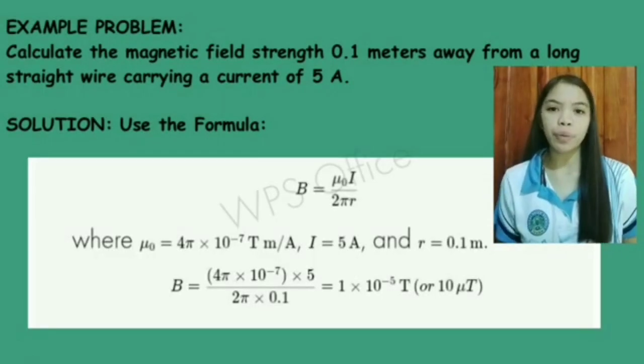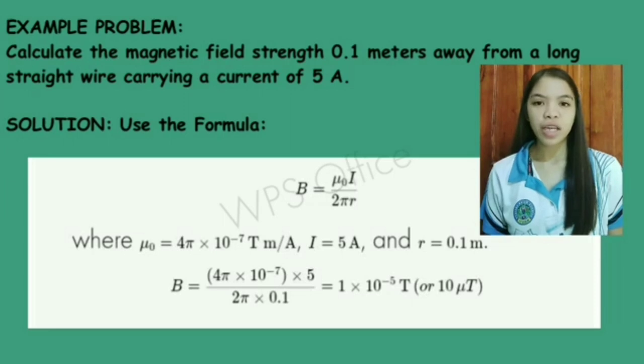So here is an example problem. Calculate the magnetic field strength 0.1 meters away from a long straight wire carrying a current of 5 amperes. To find the magnetic field strength B at a point 0.1 meters away from a long straight wire carrying a current of 5 amperes, we use the formula B equals mu I over 2 pi r.